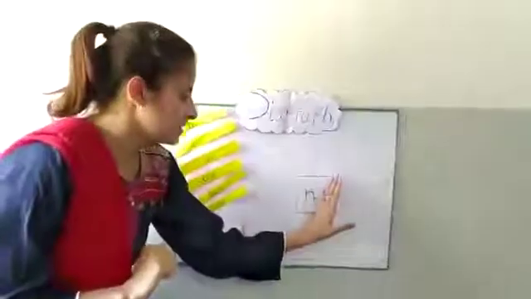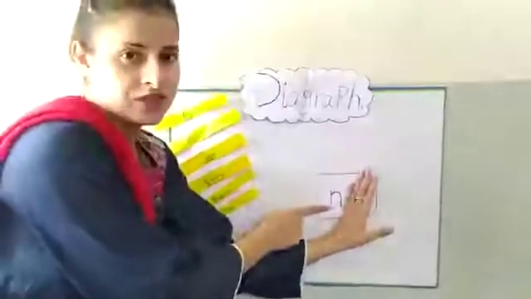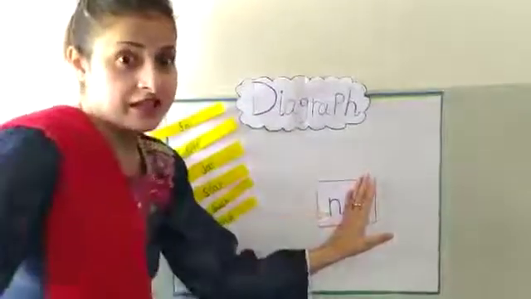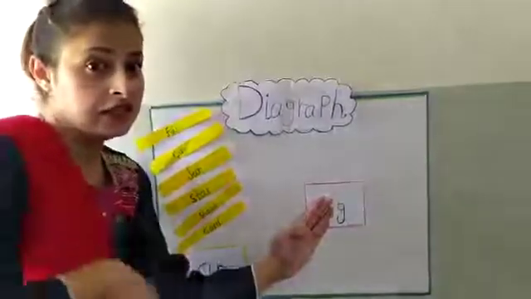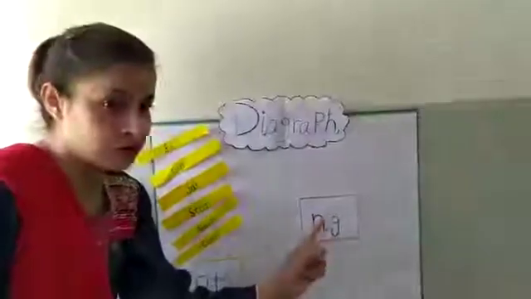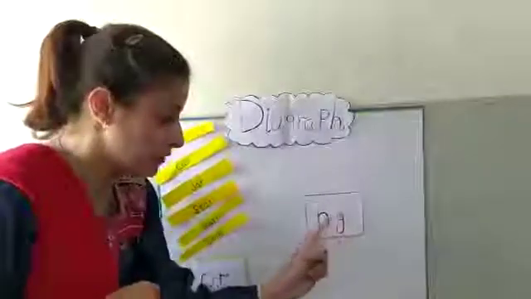Okay, if I hide this sound, which sound is it? This is the n sound, and if I hide this, this is the g sound. But when both sounds are together, the diagraph becomes ng.